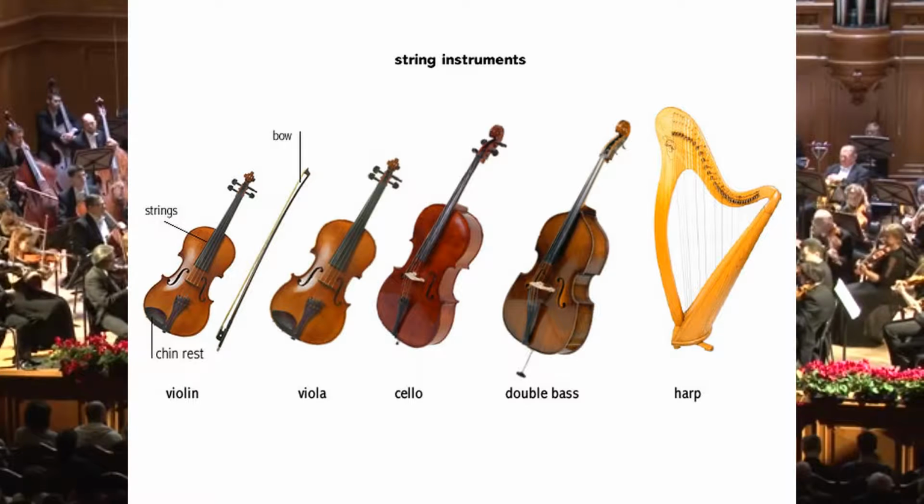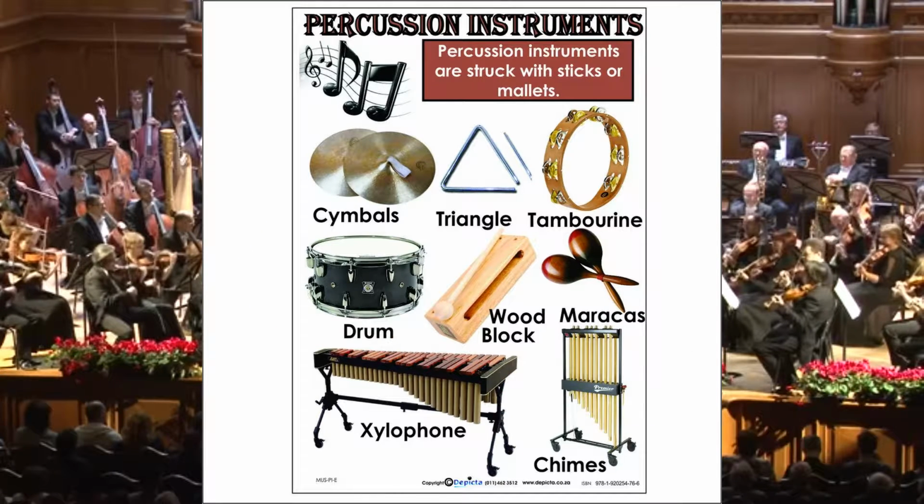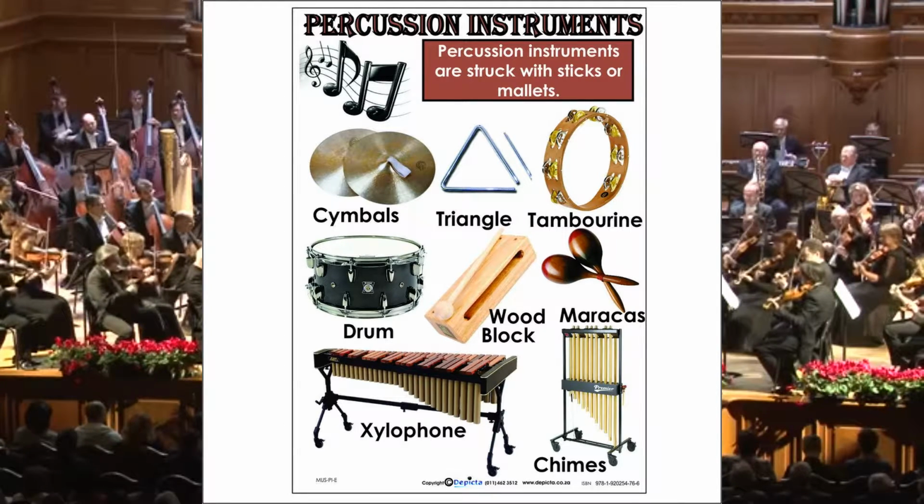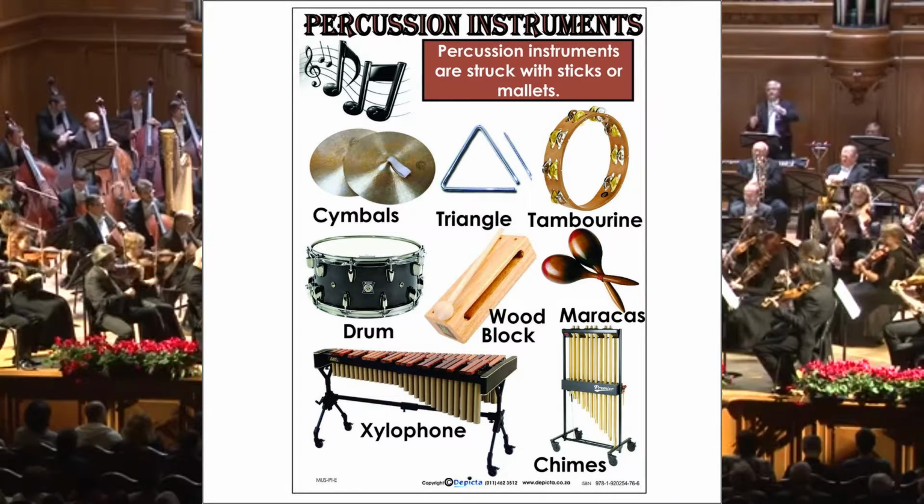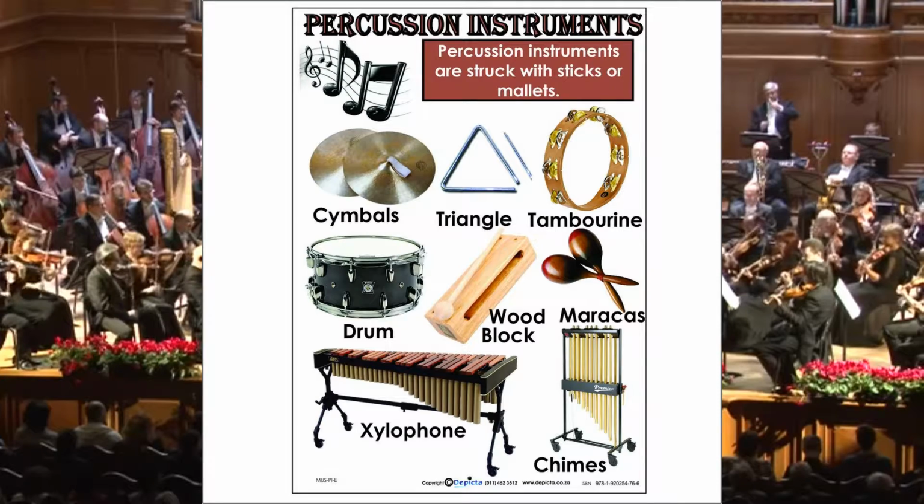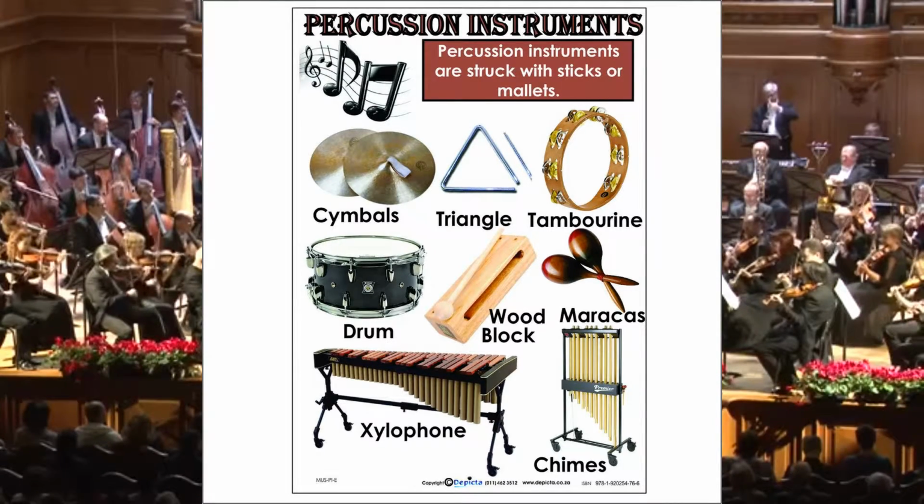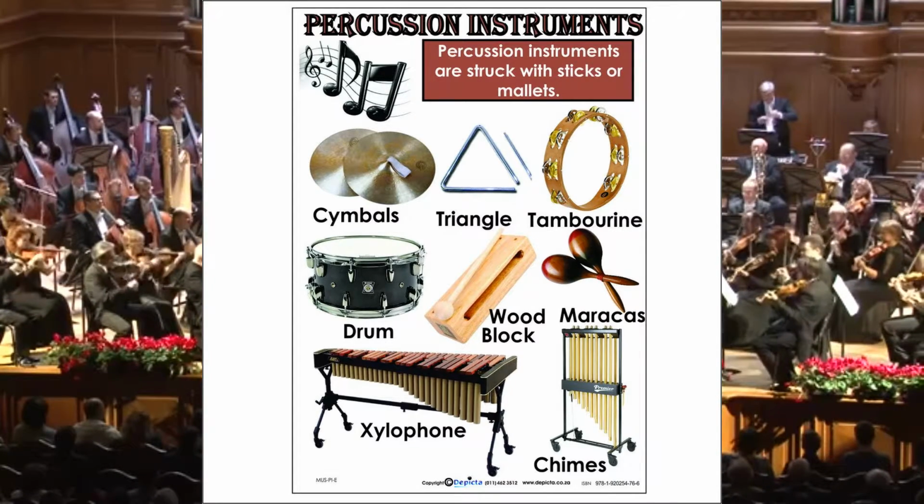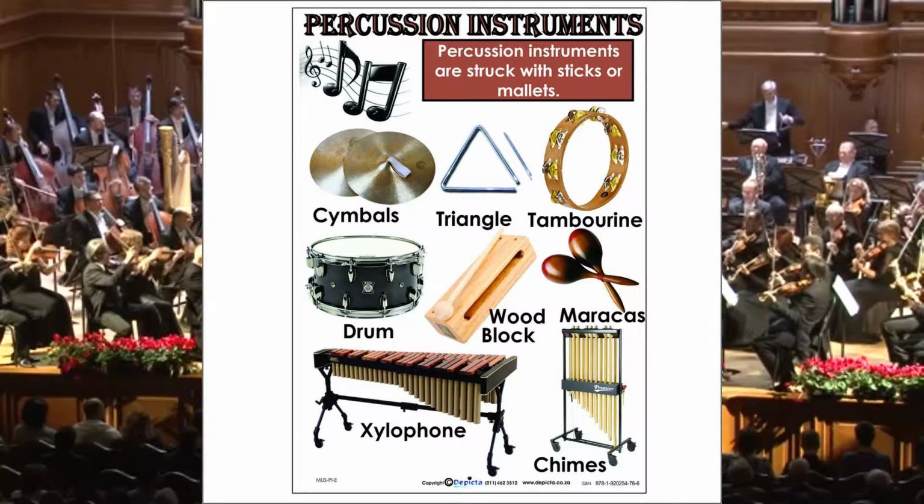And now let's look at the percussion instruments. This family of instruments in a classical music orchestra usually contains a set of drums, cymbals, triangle, tambourine, woodblock, xylophone, maracas, and chimes.